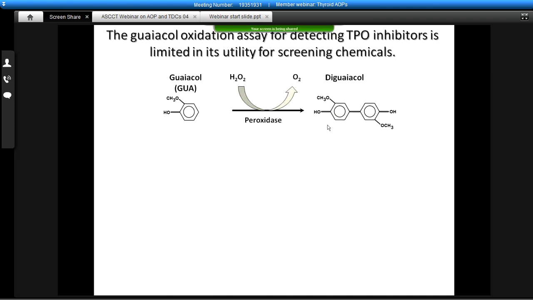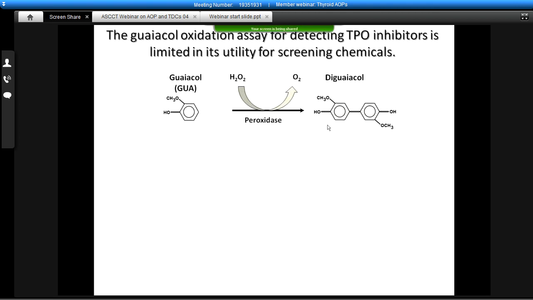This assay that I refer to as the legacy assay is the guaiacol oxidation assay. It uses guaiacol as a substitute for diiodotyrosines in the coupling reaction that's catalyzed by thyroperoxidase to generate thyroid hormones in the gland. So guaiacol is coupled by thyroperoxidase to a diguaiacol product in the presence of hydrogen peroxide, and then this diguaiacol product may be measured at 450 nanometers on the visual spectrum.